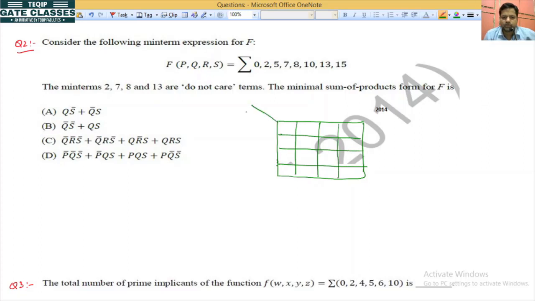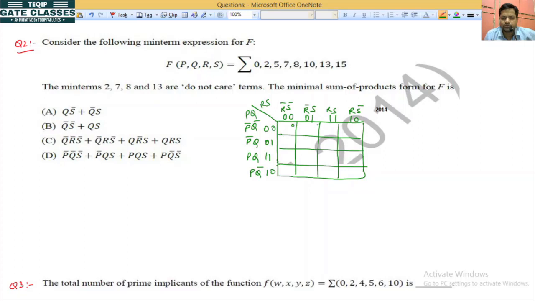Okay, and we have PQRS. So it will be 0 0 0 1 1 1 1 0 0 0 0 1 1 1 1 0. So this will be R bar S bar, R bar S, RS, RS bar, here P bar Q bar, P bar Q, PQ, PQ bar.